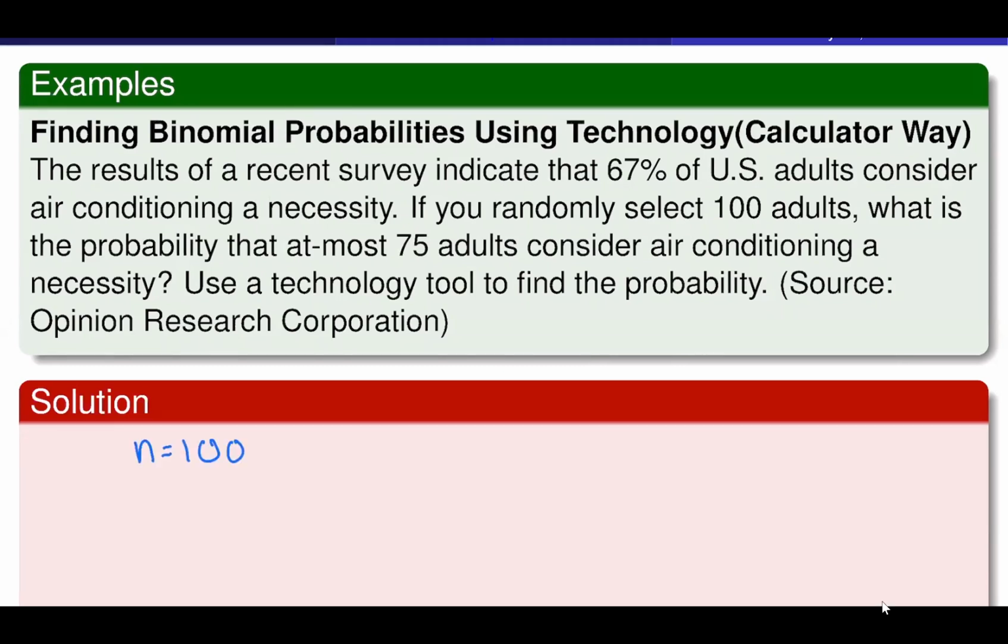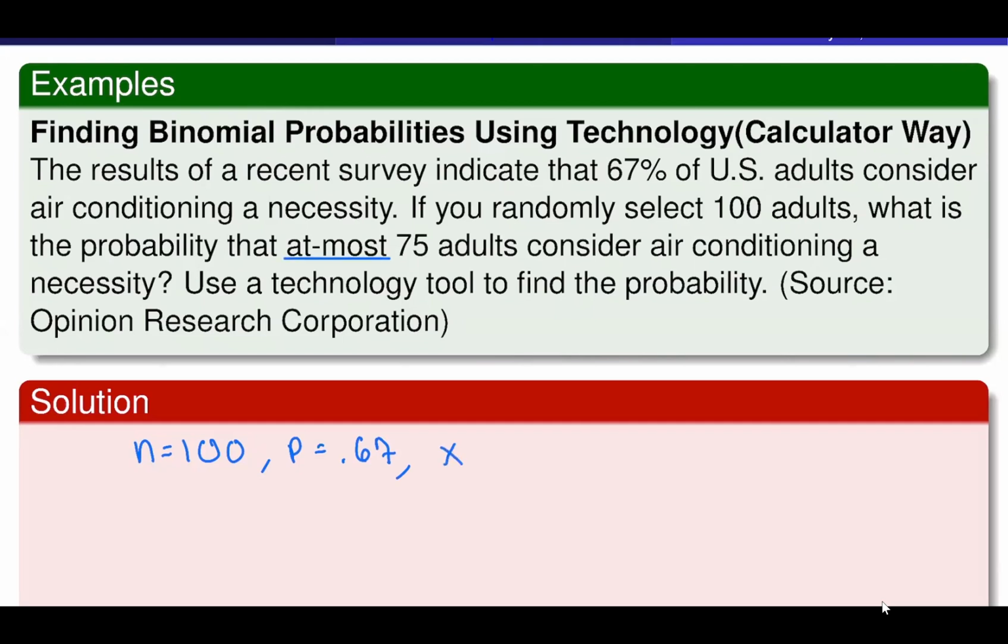Sure. So that means n is equal to 100 because they tell us they randomly selected 100 people. Next thing you want to do, you want to get the probability p. So p is equal to 0.67 because that's how many people consider air conditioner a necessity. Next thing you want to do, you want to get x. So right here it says at most.